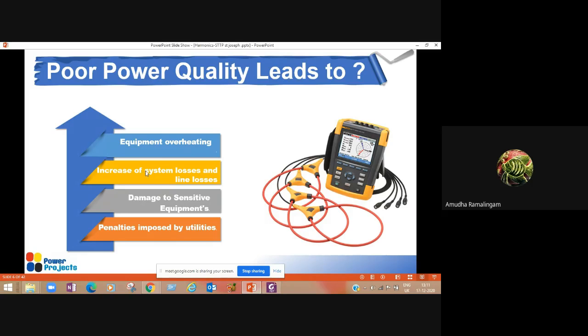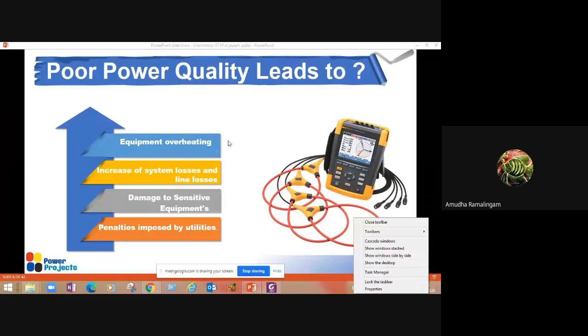Huge losses will also cause damage to equipment. If the equipment is very sensitive, it may cause damage to the sensitive equipment. Many industries end up paying penalties to the utilities if they are not maintaining the power factor, or if they are not maintaining the harmonics within the limits. So these are the effects of poor power quality. So we have to maintain the power quality. Once the power quality is not maintained, it will lead to all these effects.